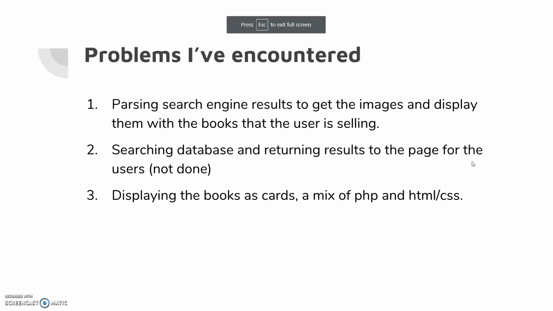Next, we'll be talking about some problems that I've encountered while developing the site. One of the things was parsing for an image. So initially I had planned to use Amazon to parse for an image and display it to the user, but that changed a little bit. So instead now I'm parsing through a search engine called Bing. So now it'll take the user's inputted title of the book, and it'll do a search through Bing Images, and it'll display an image of that title there.